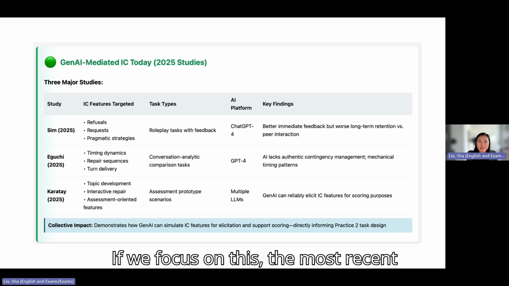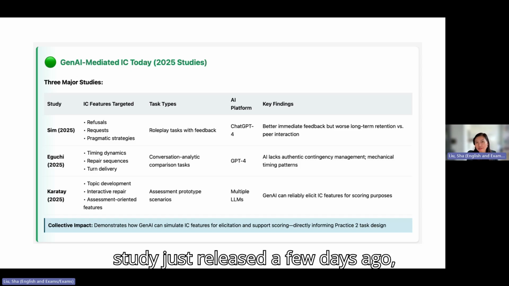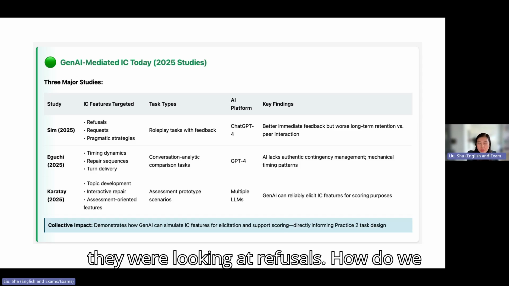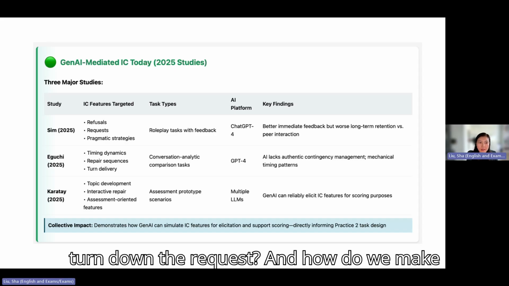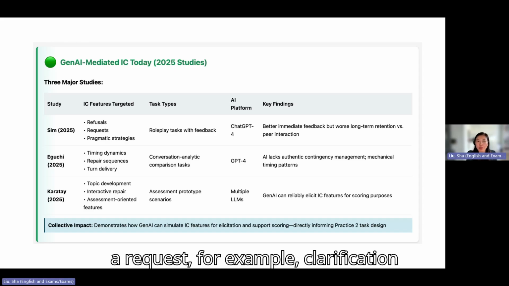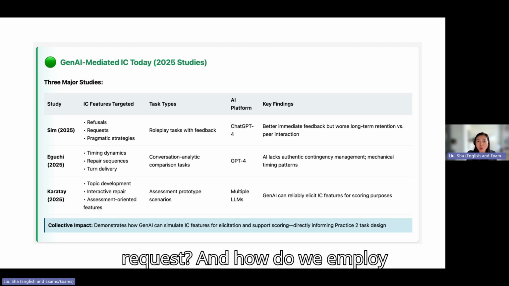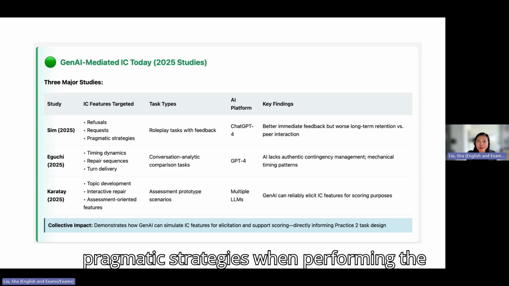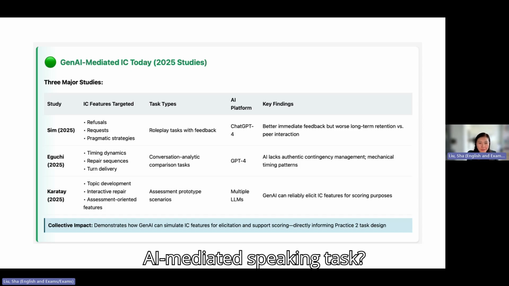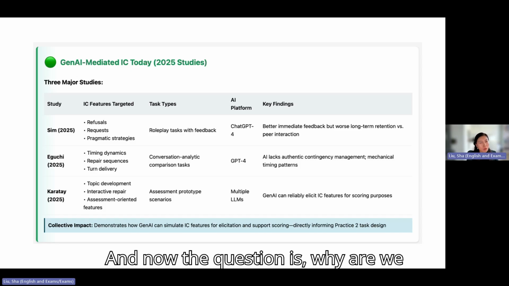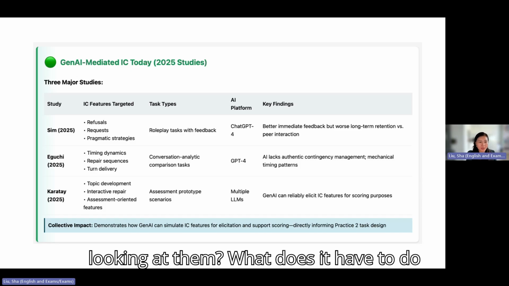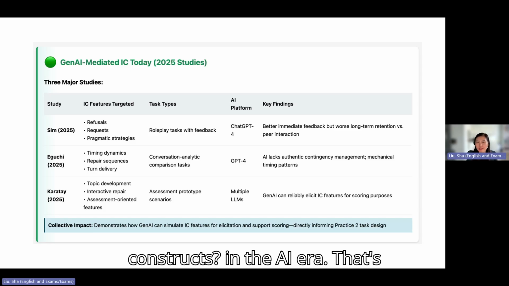If we focus on the most recent study just released a few days ago, they were looking at refusals. How do we turn down a request? And how do we make a request, for example, a clarification request? And how do we employ pragmatic strategies when performing the AI-mediated speaking task? And now the question is, why are we looking at them? What does it have to do with our speaking construct or constructs in the AI era? That's because whenever AI is introduced, we may probably be looking at a different or evolving set of constructs.